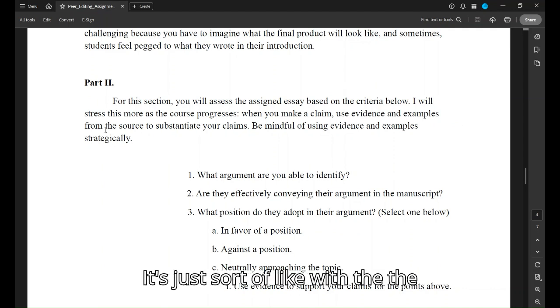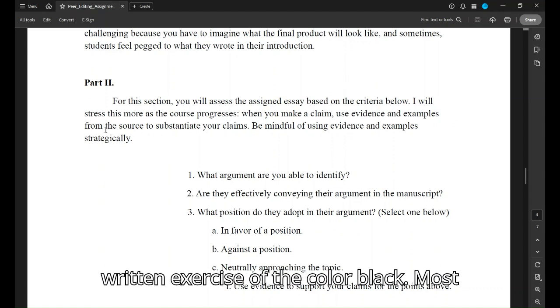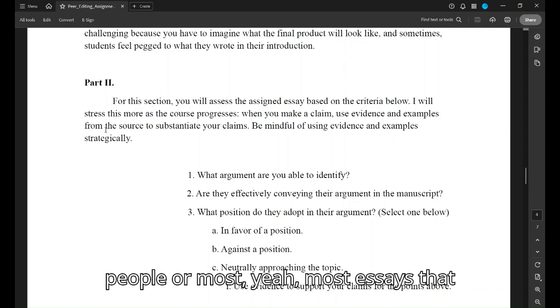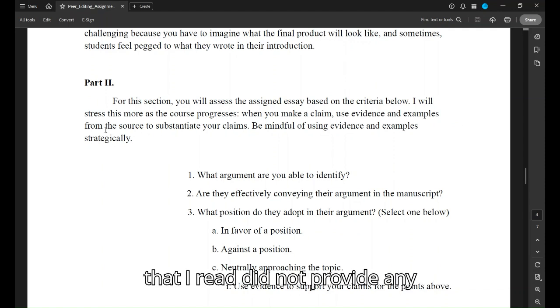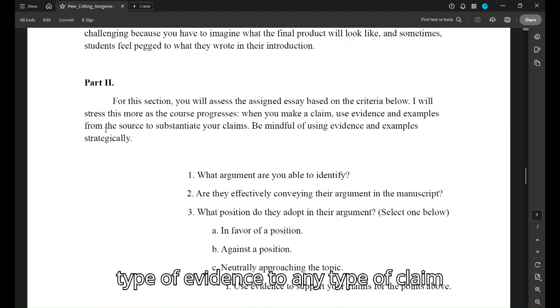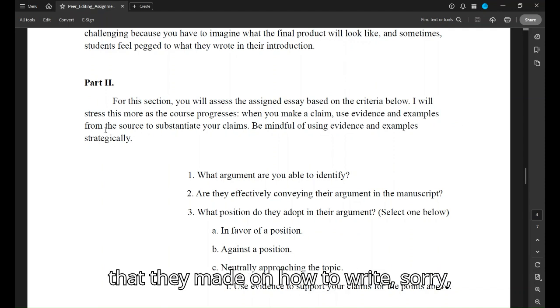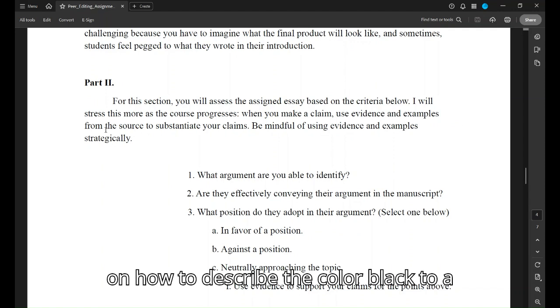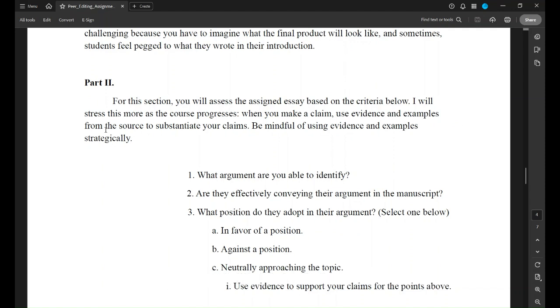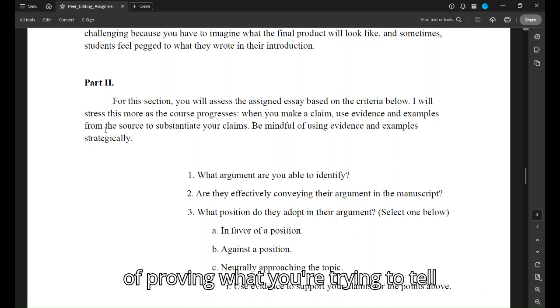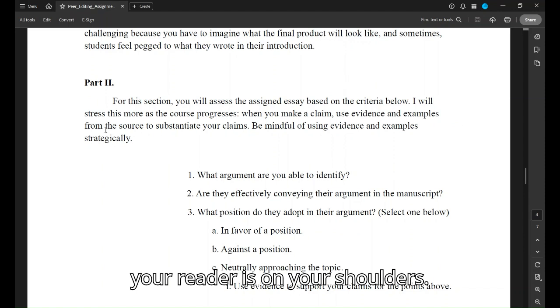It's just sort of like with the written exercise of the color black. Most essays that I read did not provide any type of evidence for any type of claim that they made on how to describe the color black to a person who's born blind. It is your job, or in more academic terminology, the onus of proving what you're trying to tell your reader is on your shoulders.